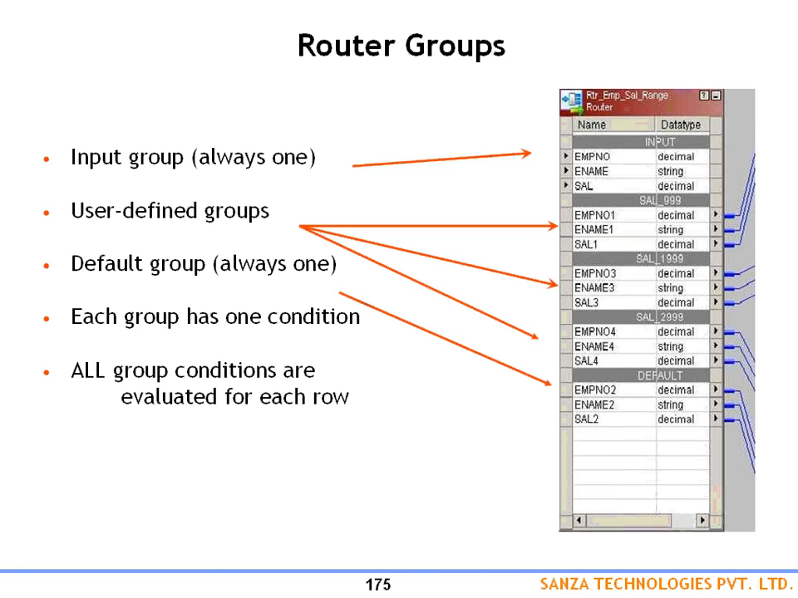Each and every record is evaluated for all the group conditions, all the user-defined groups and user-defined group conditions. Like with filters, however many filter transformations you have, each and every record will go to all of them. Here also we test for all the group conditions. Let's see how this works.